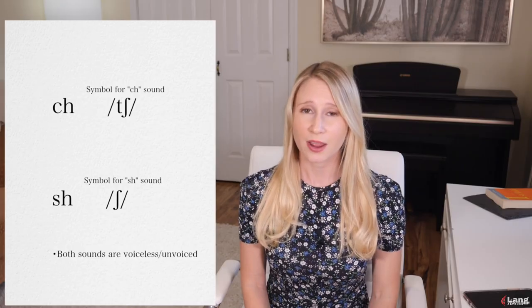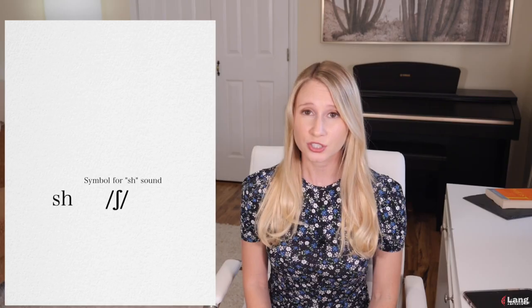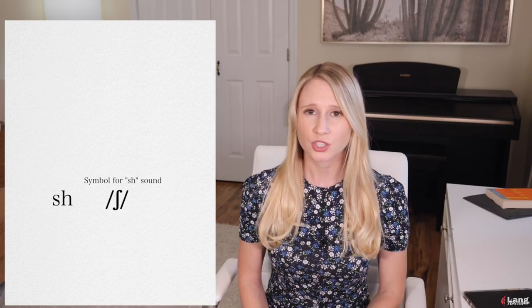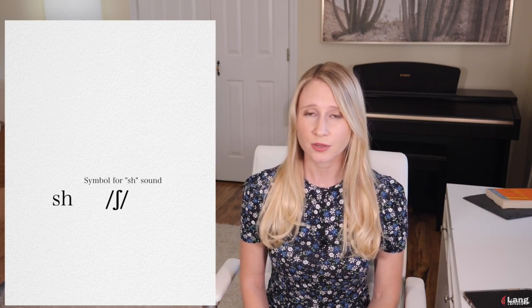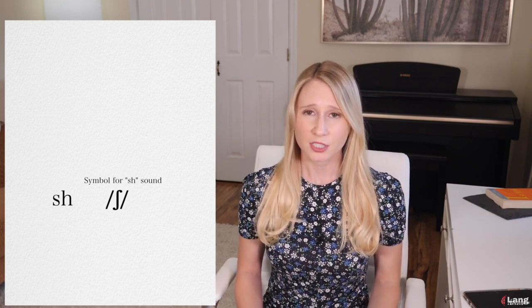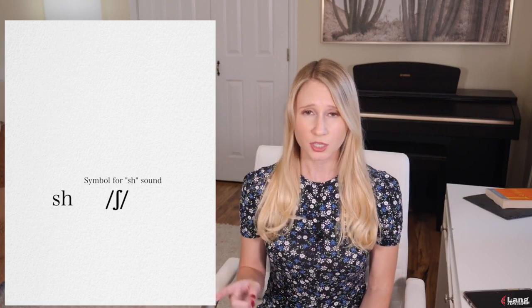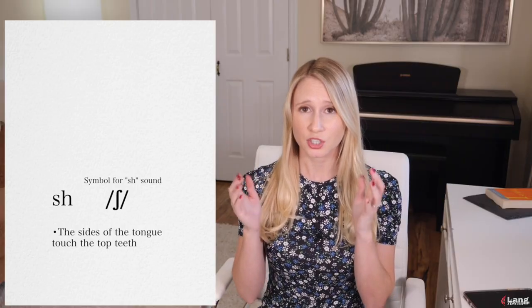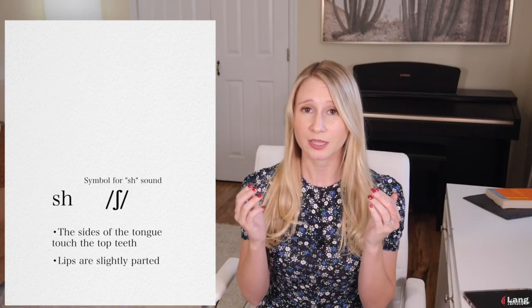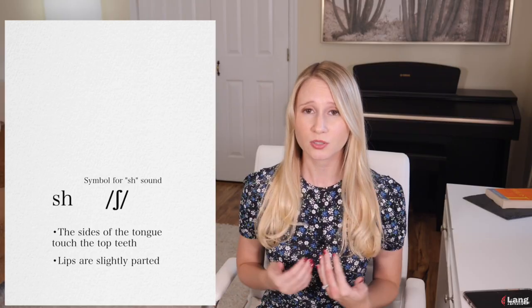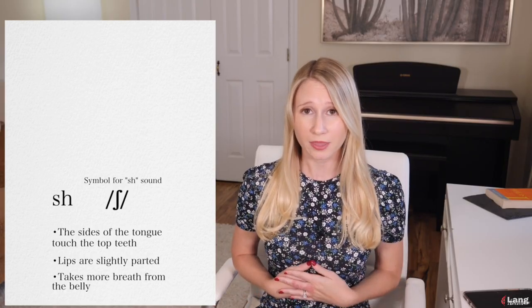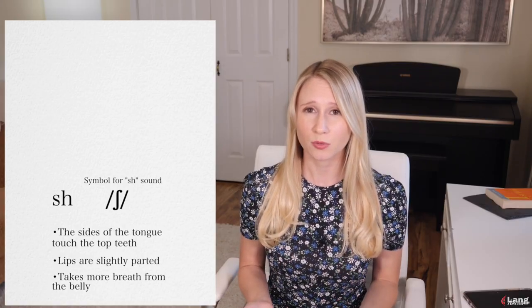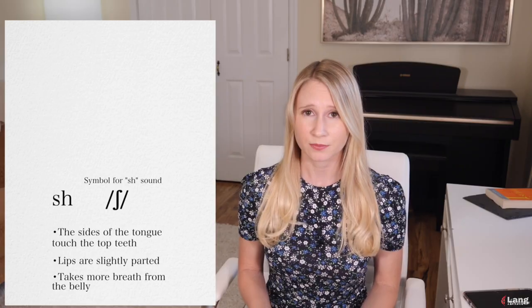The next consonant digraph is sh, sh. As you can hear, ch and sh make a similar sound. Ch, sh. The difference with the sound sh is that the tongue does not touch the roof of the mouth. Instead, the sides of the tongue touch the top teeth and your lips are slightly parted. You'll also notice that it takes more breath from the belly to pronounce the sh sound. So you should be able to hold this sound for a few seconds.